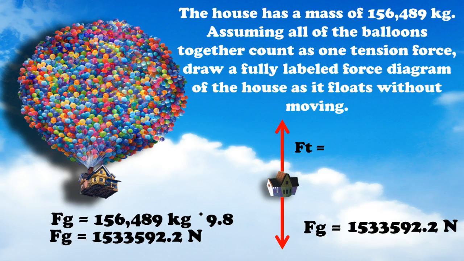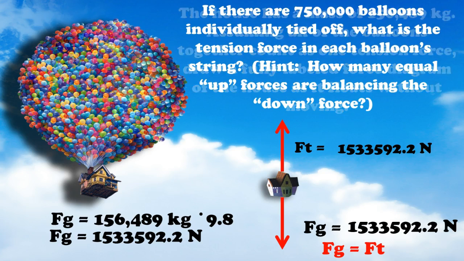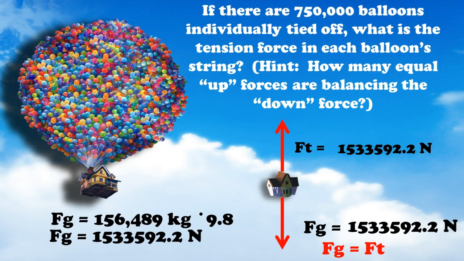This is a balanced force example. So the downward force balances the upward force. Fg equals Ft. So if the downward force, the gravitational force, is 1,533,592.2 newtons, the same can be said for the tension force. Now, instead of finding the force of all the strings together, if we wanted to know the divided force amongst each string, we'd have to look at how many balloons there are.